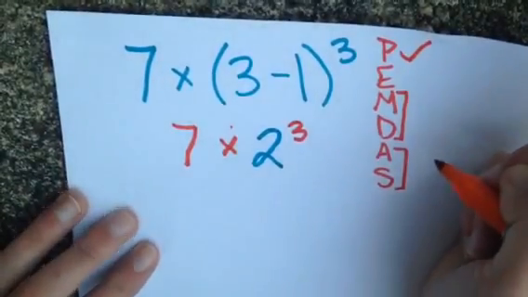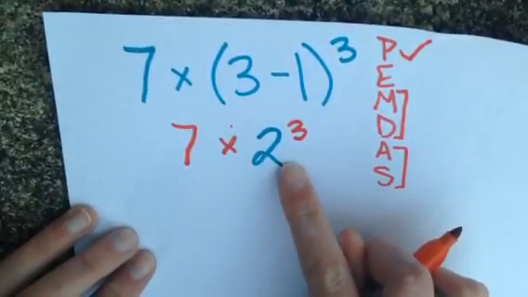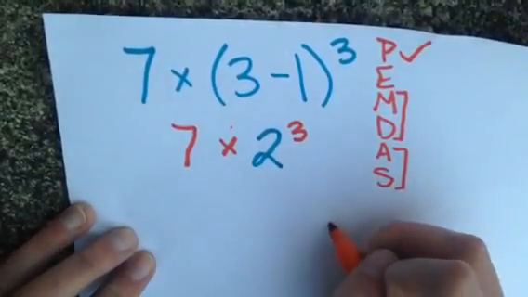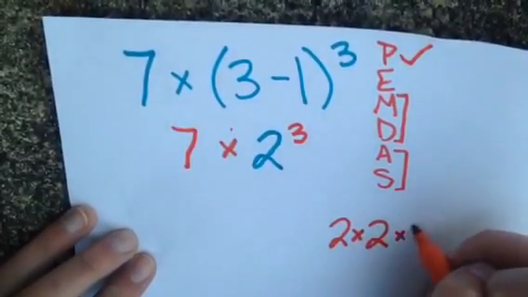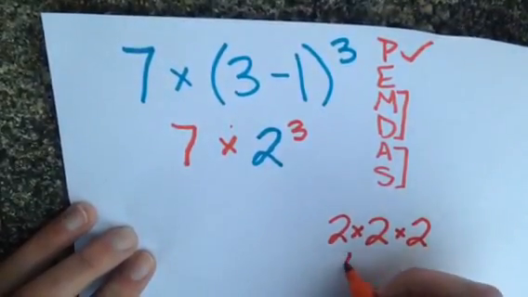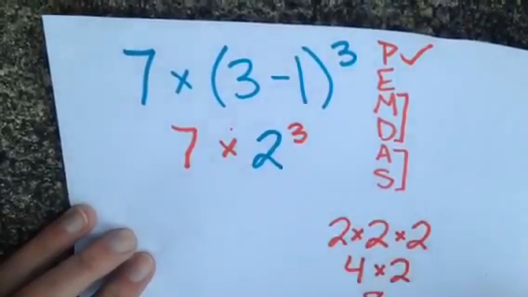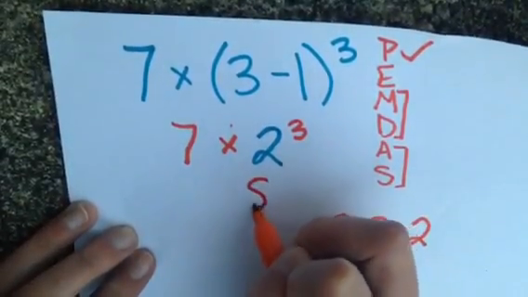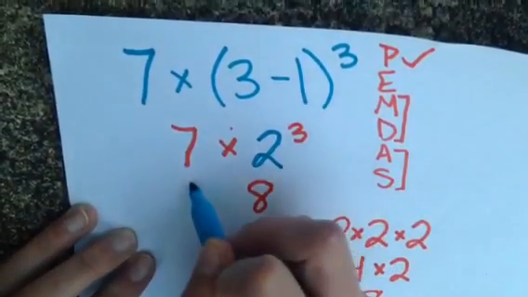Next we look for exponents. We have an exponent in this problem. Remember that the exponent tells us how many times we're multiplying the base by itself. So this would be 2 times 2 times 2. 2 times 2 gives you 4, times 2 gives you 8. So 2 cubed is 8. Then rewrite the rest of your problem.